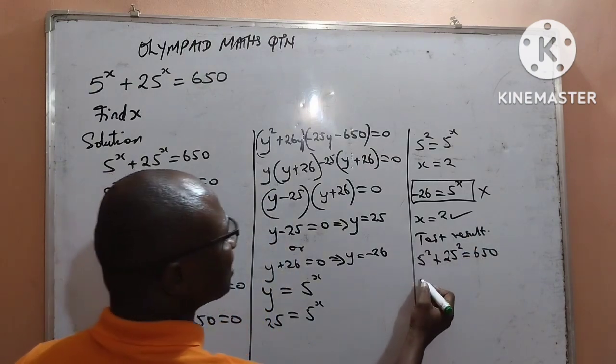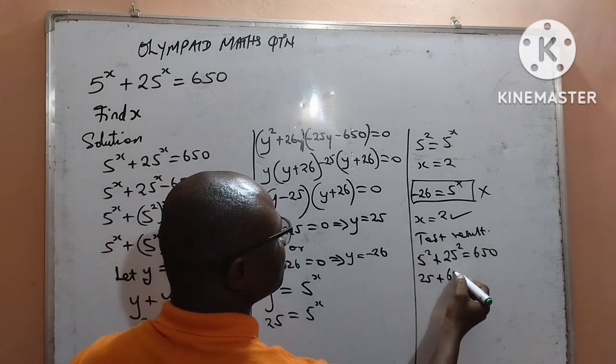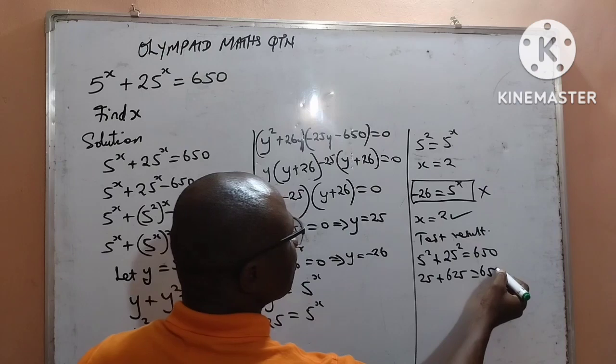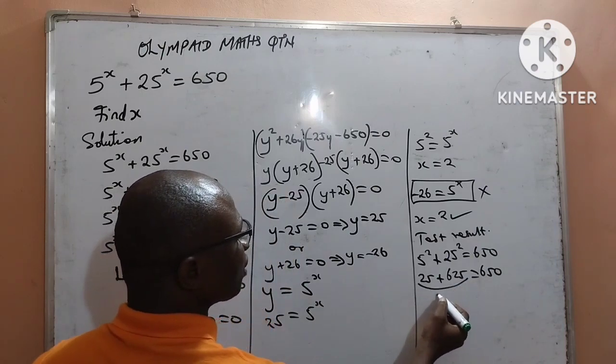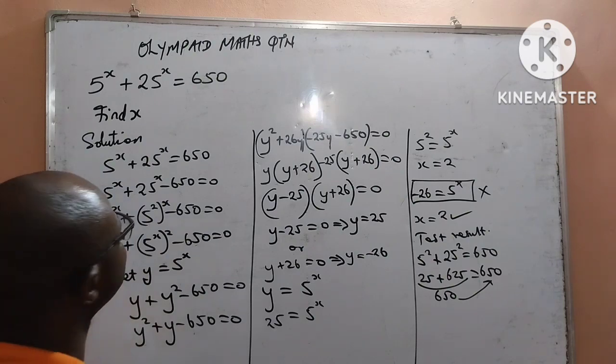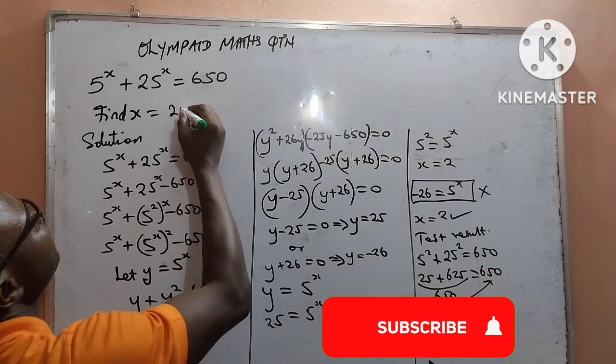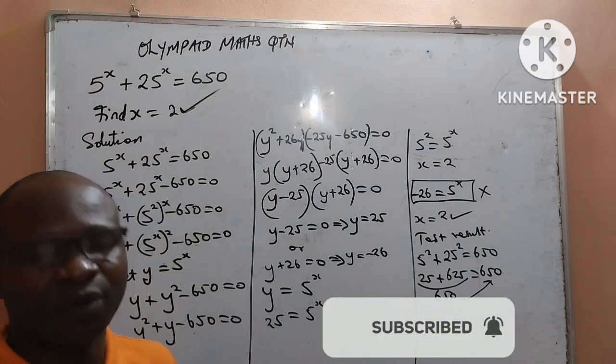But 5 to the power 2 is simply 25, and 25 to the power 2 is simply 625. Beautiful. So therefore, we can now see that the addition of these two is 650, which is equal to 650 on the right hand side. Therefore, we conclude that the value of x as requested to be found is correct to be equal to 2.